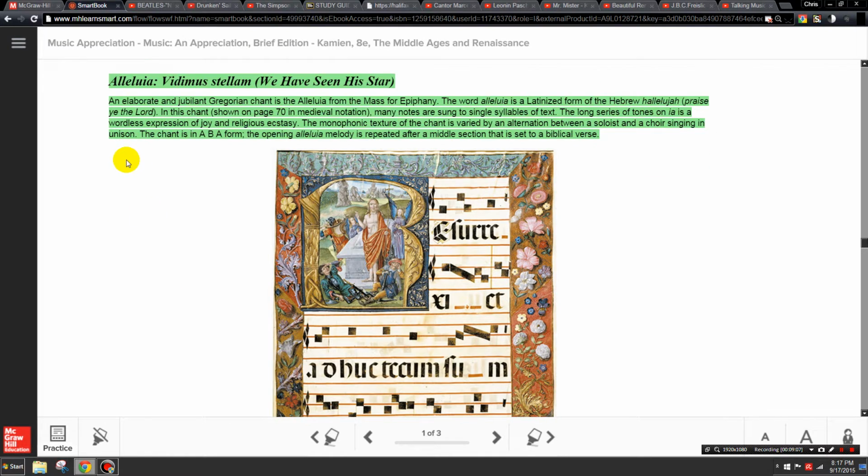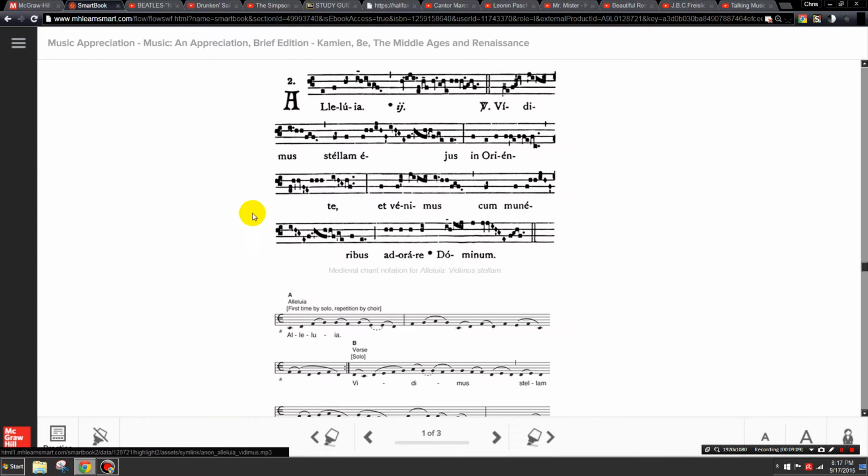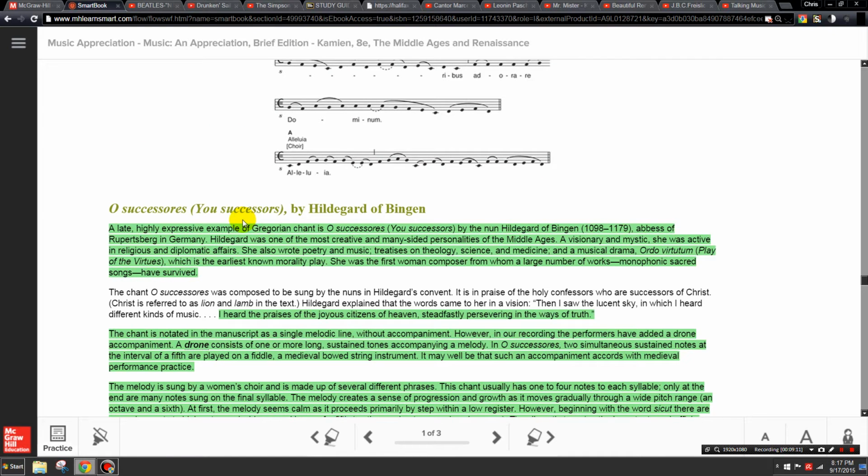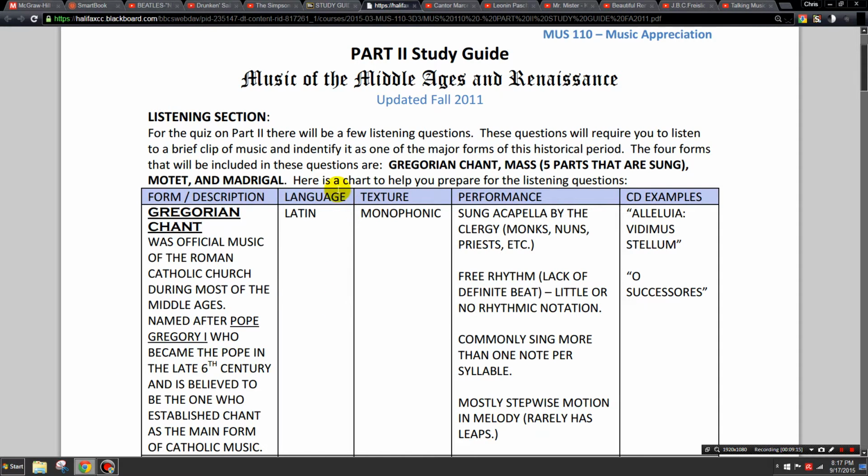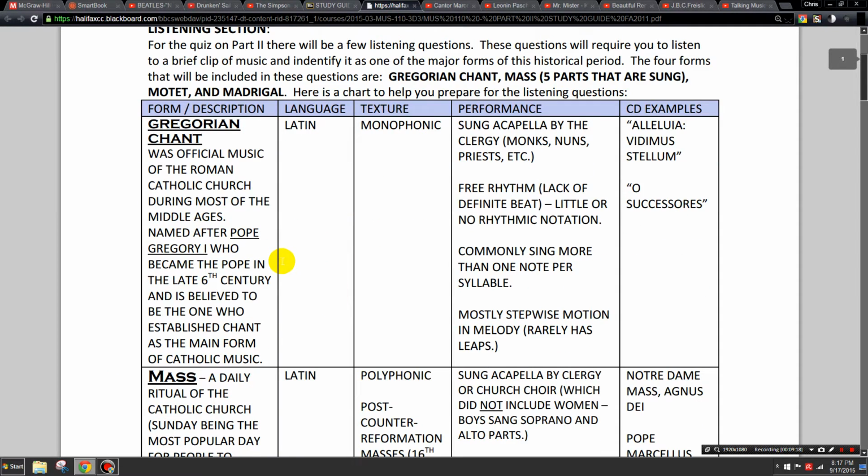All right, so you do have a couple examples of Gregorian chant. I'm going to assume that you listen to these on your own. I want to go over just a few of the attributes that are listed here in your study guide. You have the general description right here. We have what language you can expect them to be in, which in this case is Latin. Notice the texture. This is unique. This is the only form that we will study throughout this entire class that uses a strict monophonic texture.